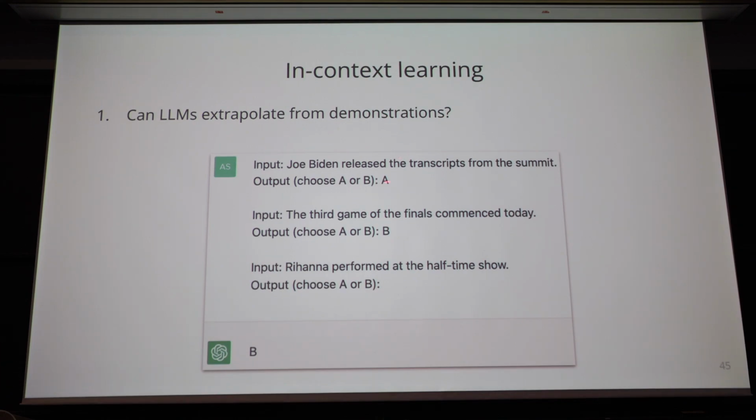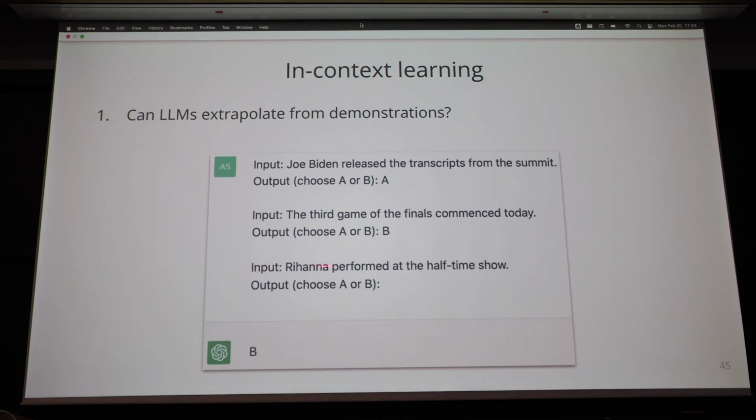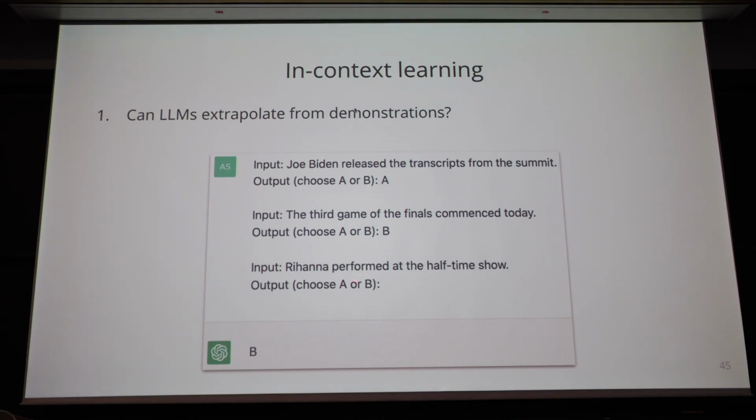But ChatGPT actually doesn't know what A and B are, the same way you were slightly confused about what A and B are. Now, let's say I give it an input about the recent halftime show. It's able to extrapolate that B is probably sports, so the answer should be B.